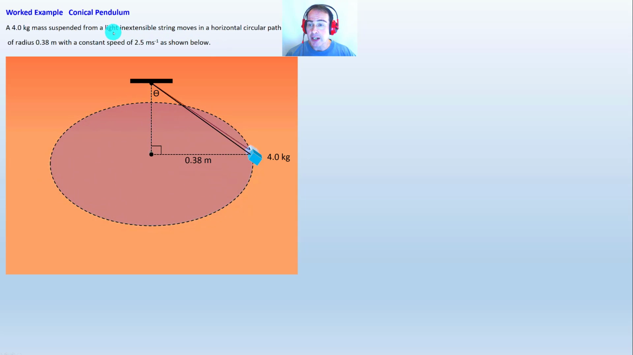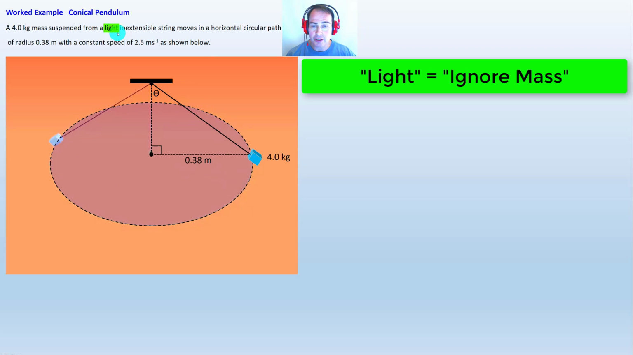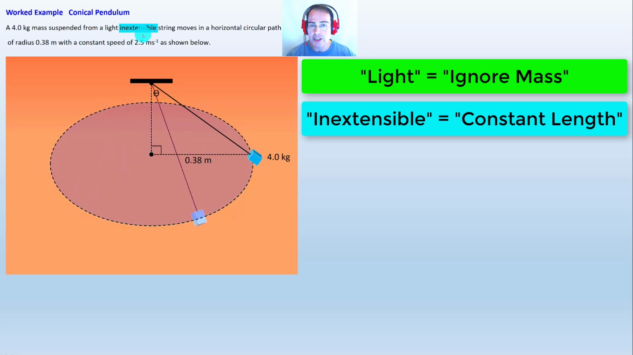Notice that we say a light string, since the mass of the string could affect the motion if it was significant. So by saying light, we're making the mass so small that it can be ignored. And the word inextensible means constant length, again, so that the motion is not affected by a complex bouncing which could occur if the string was able to change length.